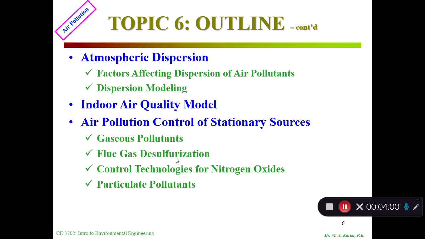Then air pollution control of stationary sources. That means the sources that we know are stationary, from industry and other areas. We'll discuss the gaseous pollutants. There could be two types of pollutants: one is gaseous, and the other one is particulate matter. So we'll see the gaseous pollutants, and flue gas desulfurization is another option. Then the control technologies for nitrogen oxides, how we can control nitrogen oxide. And last of all, we'll see particulate matter.